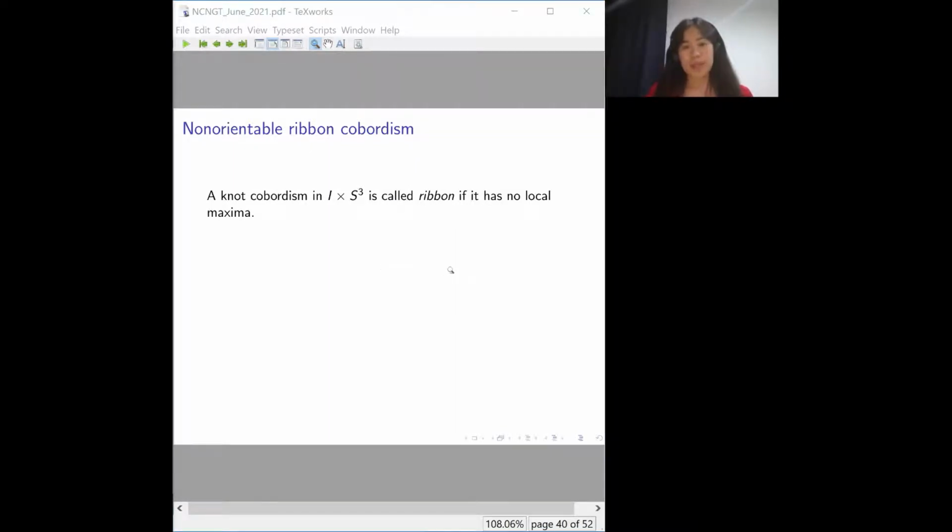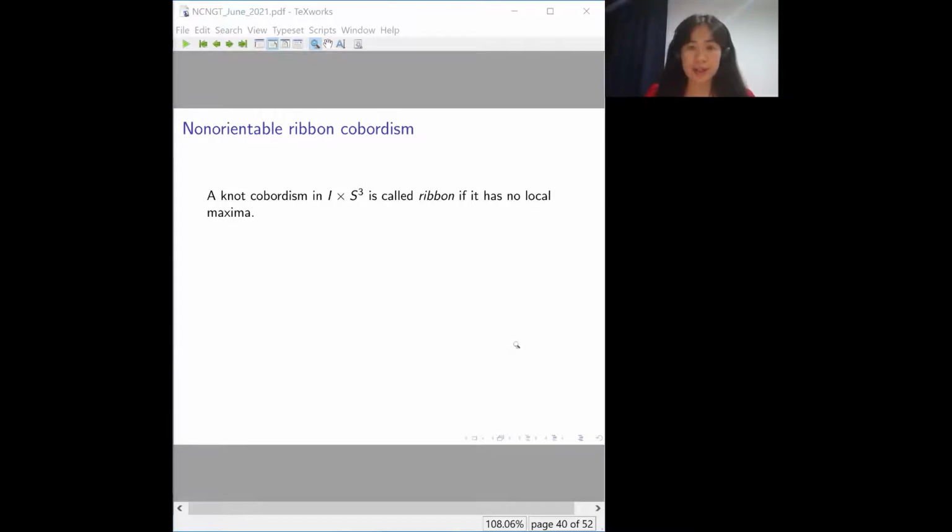Having completed some of the arguments for the proof of our main theorem, let's now talk about some of the corollaries. These corollaries are mostly also going to be analogous to the ones in Juhasz, Miller, and Zemke's paper. The first corollary I want to talk about is about non-orientable ribbon cobordisms.